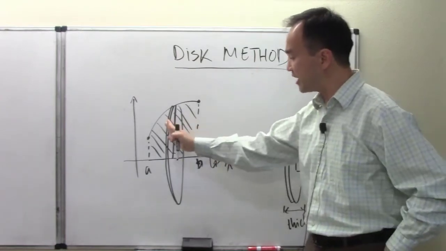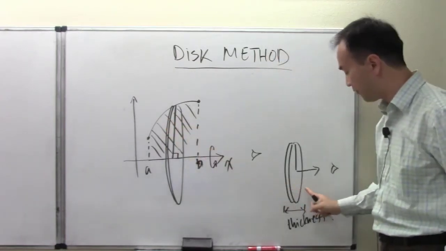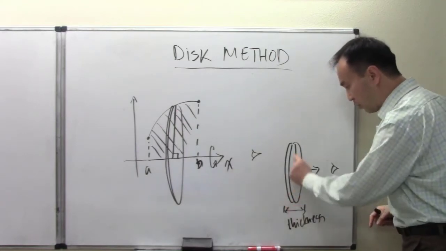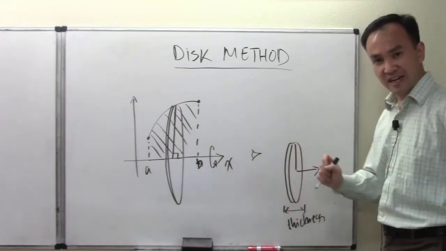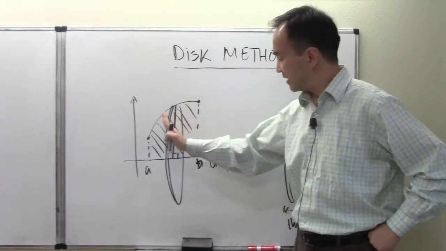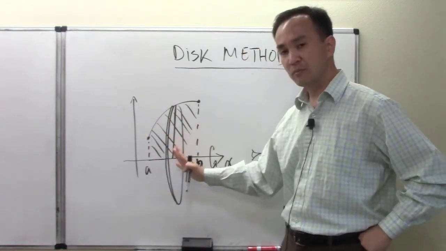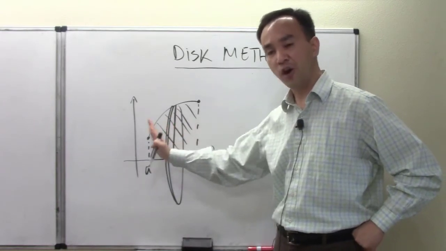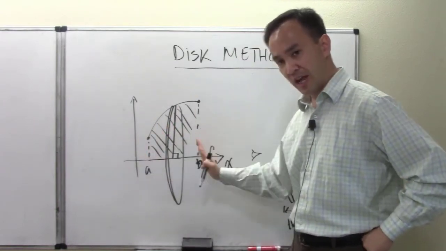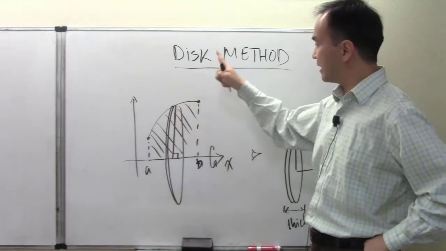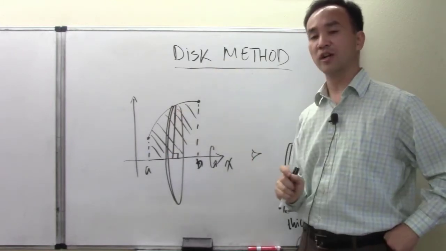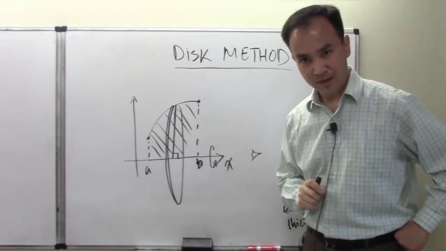And we're accumulating those disks. Each one of the disks has a volume equal to thickness multiplied by the area of the disk. That's why obtaining the volume of this rotated region is nothing but accumulating those disk volumes from a beginning to an end. And that is the reason why this method was regarded as the disk method.